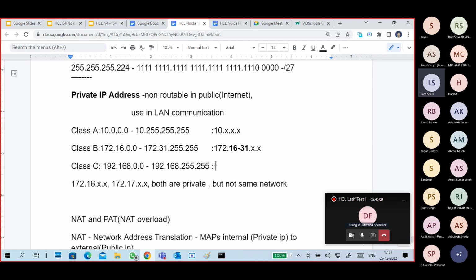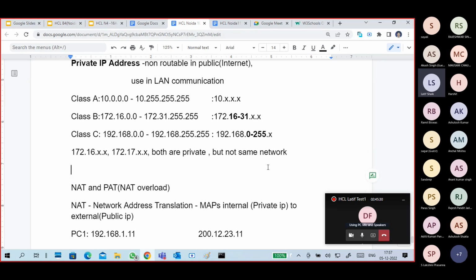Same class does not represent the same network. The same goes for 192.168.0.x, any IP address here. This can be 0 to 255. So it can be 0 or 1, 2, 3, but it is a private IP, but not the same network. Same thing I'm writing here, 168.0, some IP address, 172.1, just as an example for our understanding. Look, both are private, of course, but not the same.